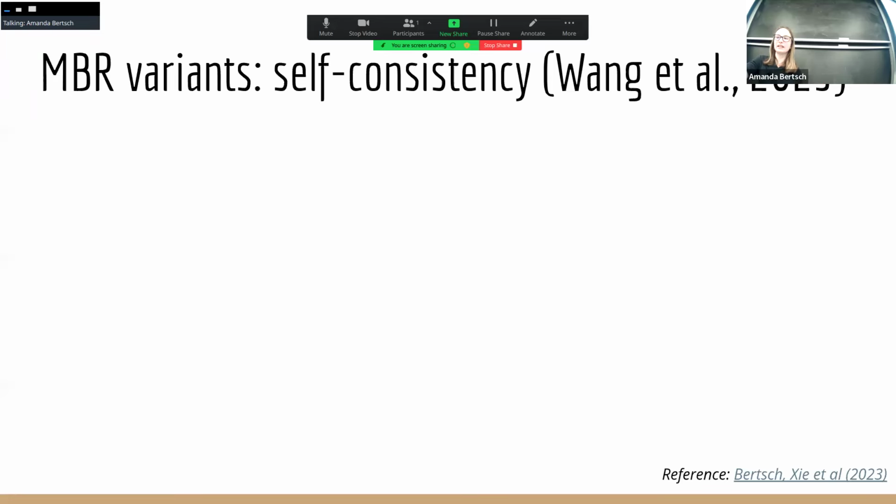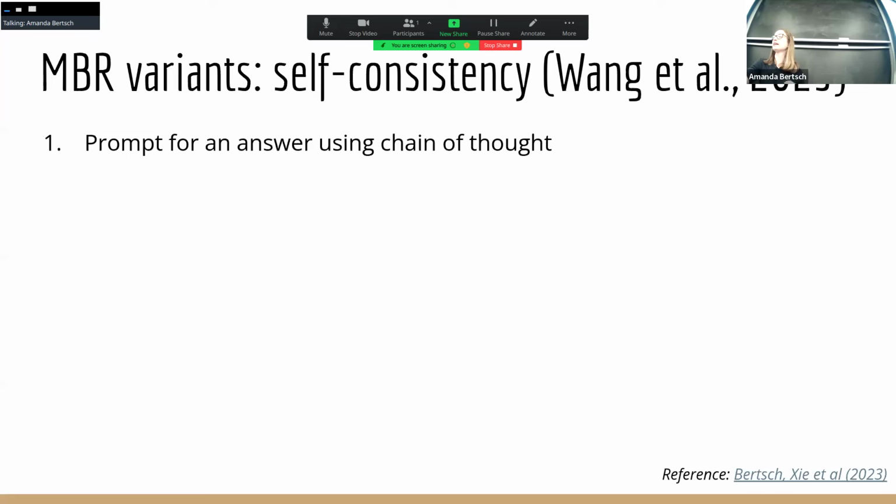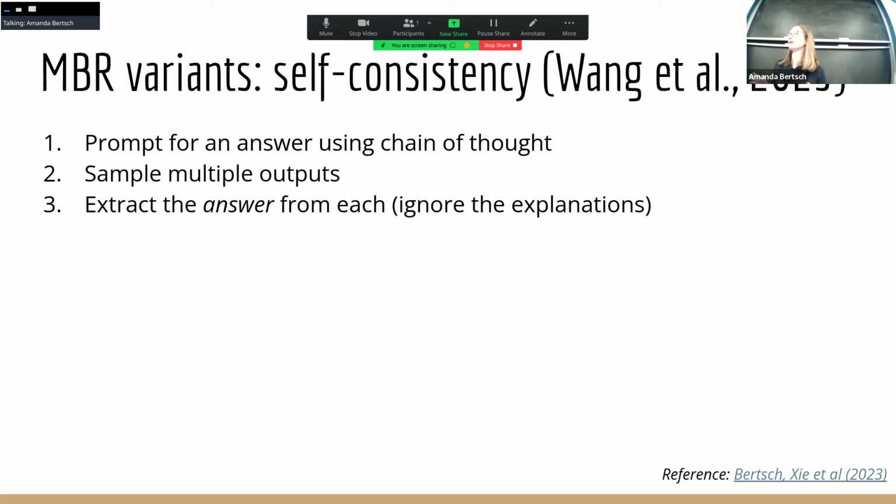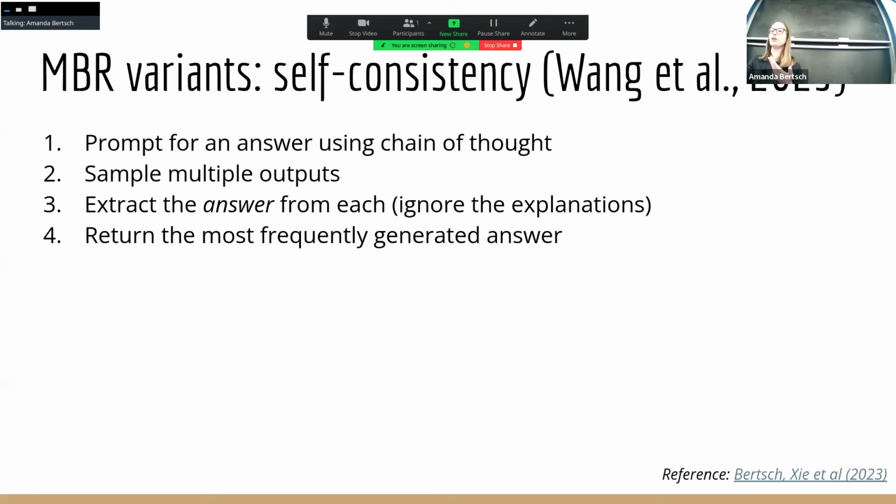The idea here is that you want to do something like mathematical reasoning, and you really care about getting the final answer right, but you don't necessarily care about all of the reasoning steps in between. So you prompt the model for an answer using something like chain of thought. You ask it to talk through the steps it's going to do, and then give you a final answer. You sample many outputs using this, and then you throw away the chains of thought and just take the answer from each output. Once you have that set of answers, maybe 20, 30, 100 answers, you just return the one that was most frequently generated.